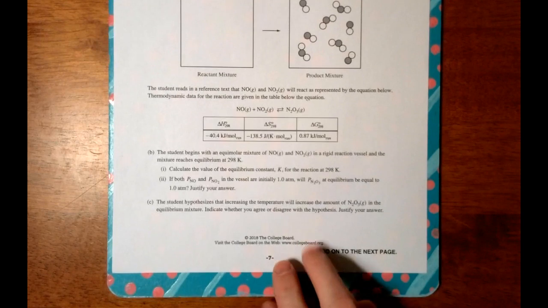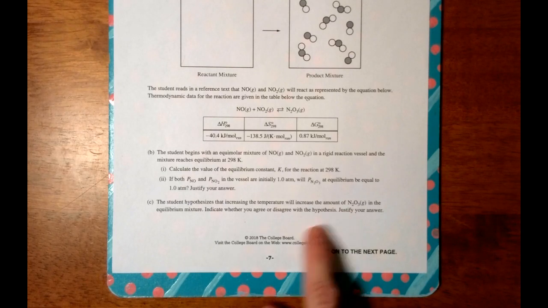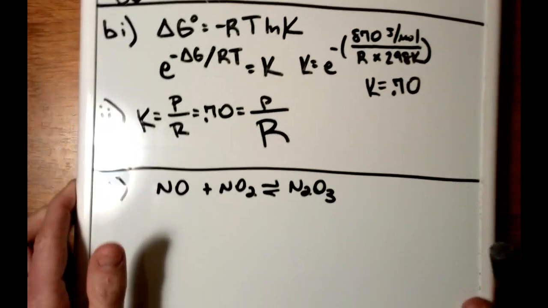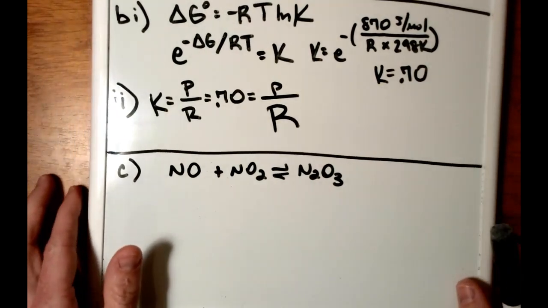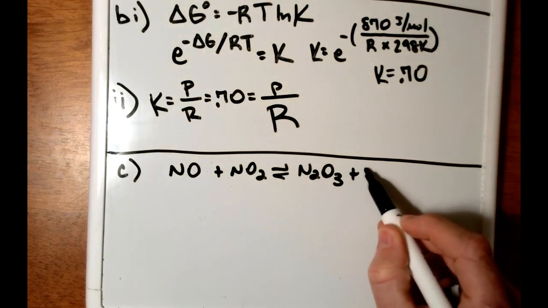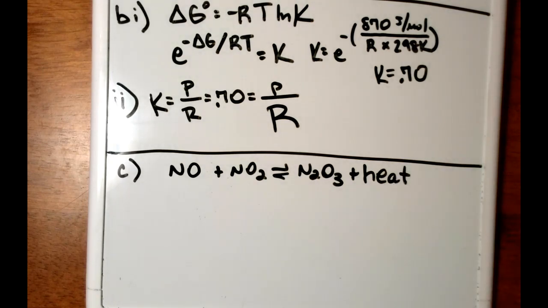And then finally in C, the student hypothesizes that increasing the temperature will increase the amount of product in the equilibrium mixture. Indicate whether you agree or disagree with the hypothesis and justify your answer. So looking at the balanced equation right here, this is an exothermic reaction. The delta H is negative, and I always tell my students, if you're exothermic, add heat on the product side. If you're endothermic, write heat on the reactant side.